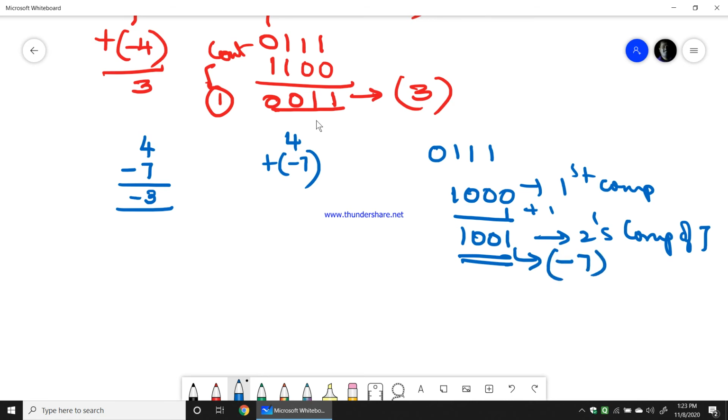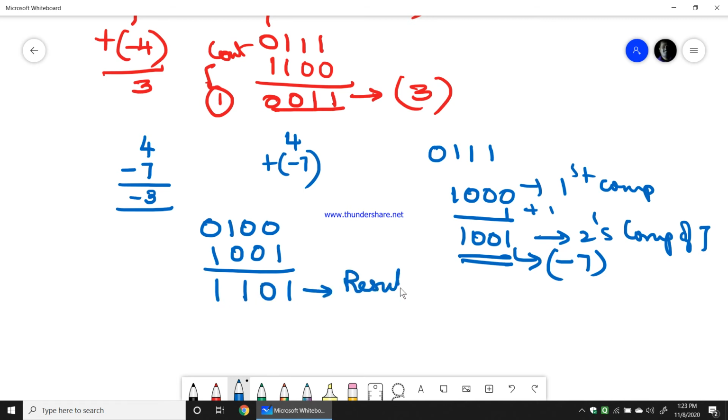I'll add this minus 7 with the binary value of 4. What will I get? 0 1 0 0 plus 1 0 0 1. So finally I'll get 1 1 0 1. See, this is the result which I get, S0, S1, S2, S3, in the 7483 IC. But minus 3 is the solution. How to confirm whether this 1101 is minus 3?